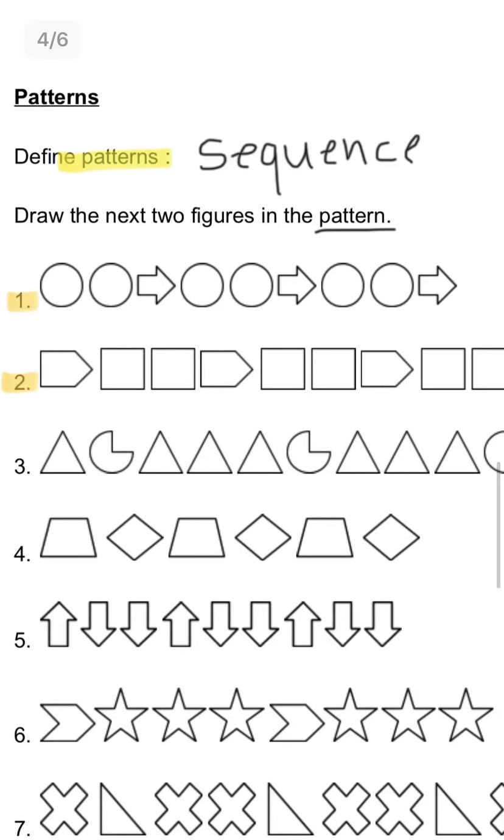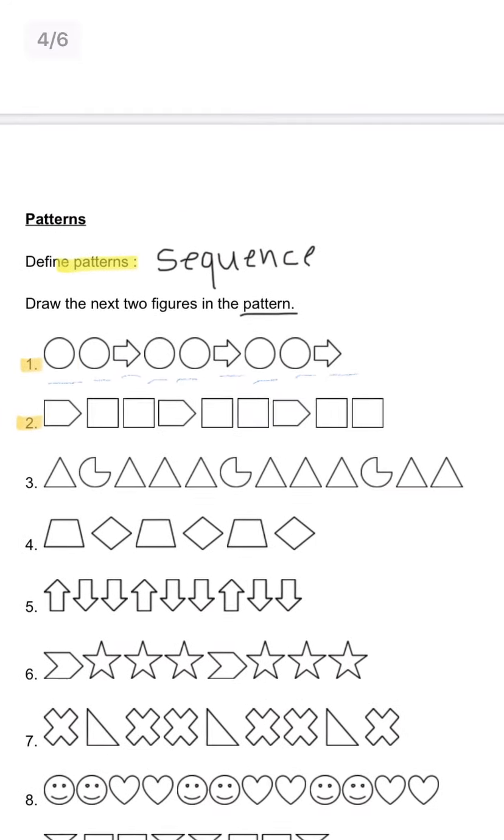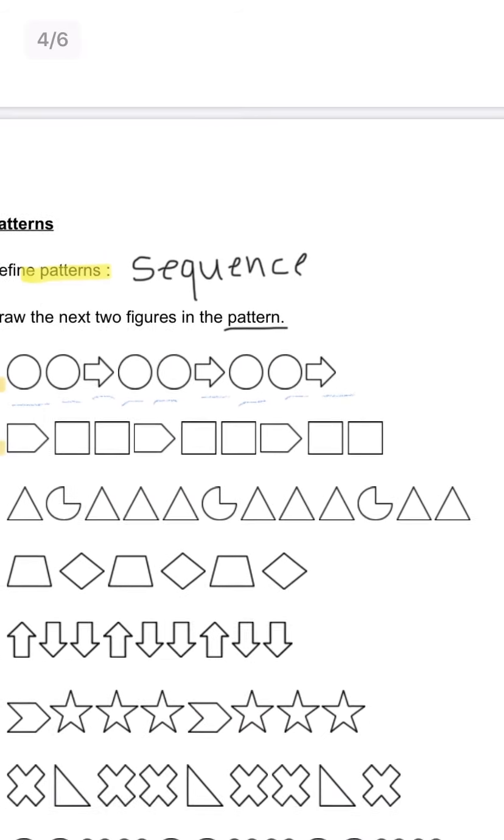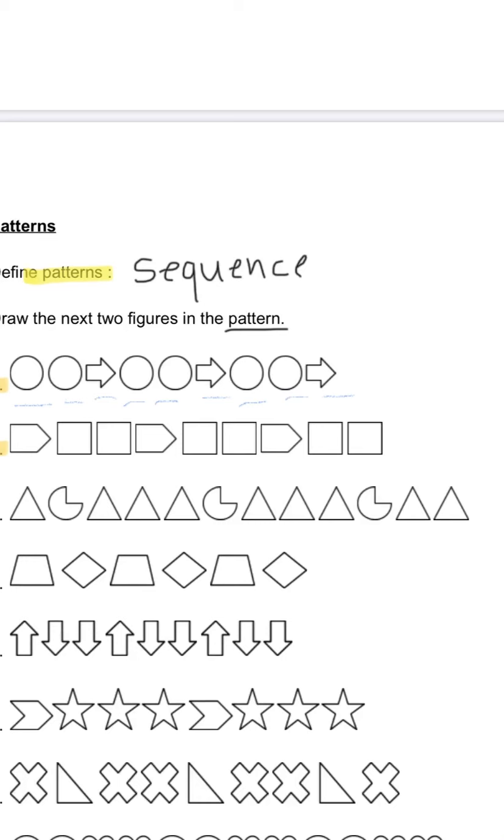So here, let's see. It's a circle, circle, arrow. Circle, circle, arrow. Circle, circle, arrow. Right? Did you find out what the rule is? Well, it's 2 circles and then an arrow, right? So then let's find the next 2 figures. Since it's an arrow, right? What comes after an arrow? 2 circles, right? So then let's go ahead and draw 2 circles in. Okay, does that make sense?